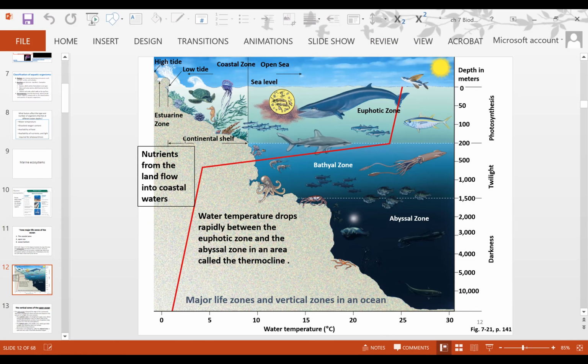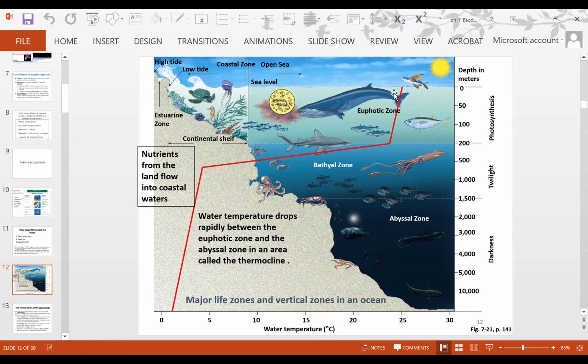And this is your coastal zone. See, it says coastal zone here. And you have your high tide area, your low tide area. This is your estuary. Again, estuaries are where rivers meet the ocean. And this is pretty shallow area here. And then once you get past the continental shelf, which is right here, that's your open sea.